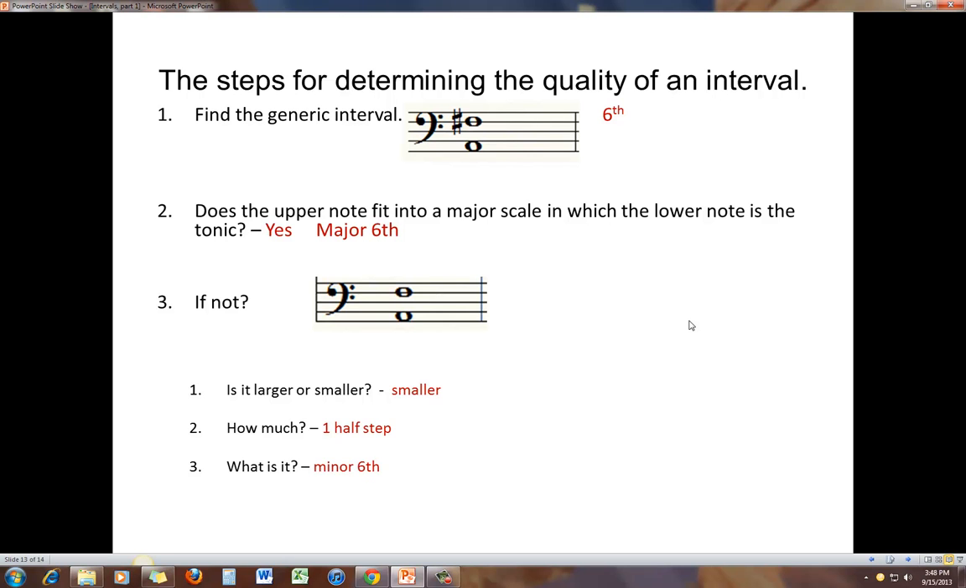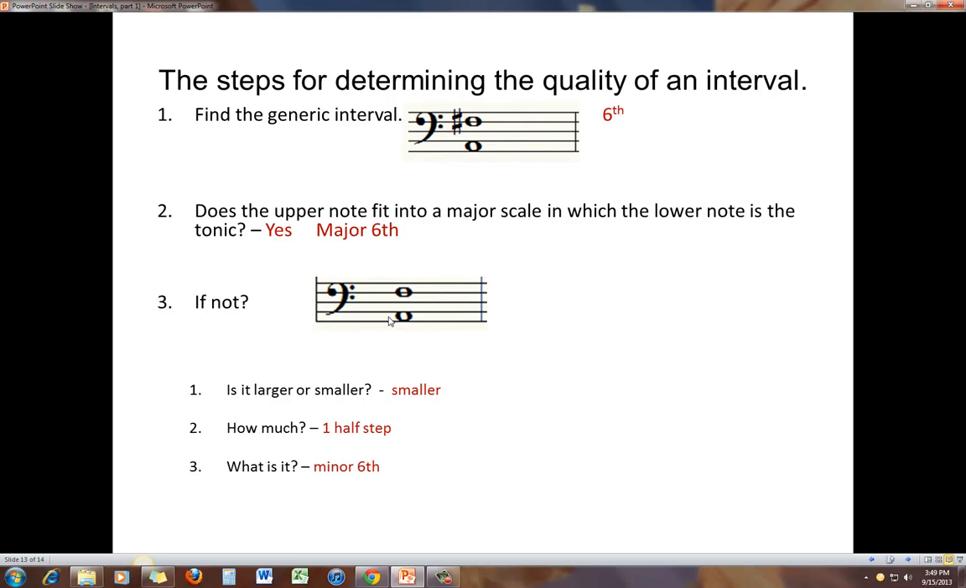Now, how do you go about using this to determine the quality of an interval? The first step is to figure out what is the generic interval. So 1, 2, 3, 4, 5, 6. This is a sixth. Second step, does the upper note fit into the scale in which the lower note is the tonic? So I ask myself, in the A major scale, is there an F sharp? And yes, there is an F sharp. So we know that here we have a major sixth.